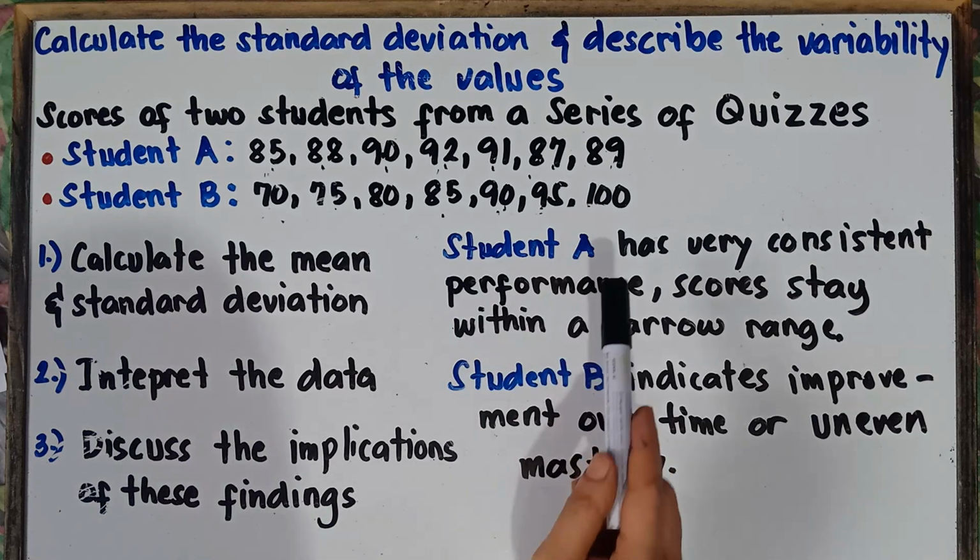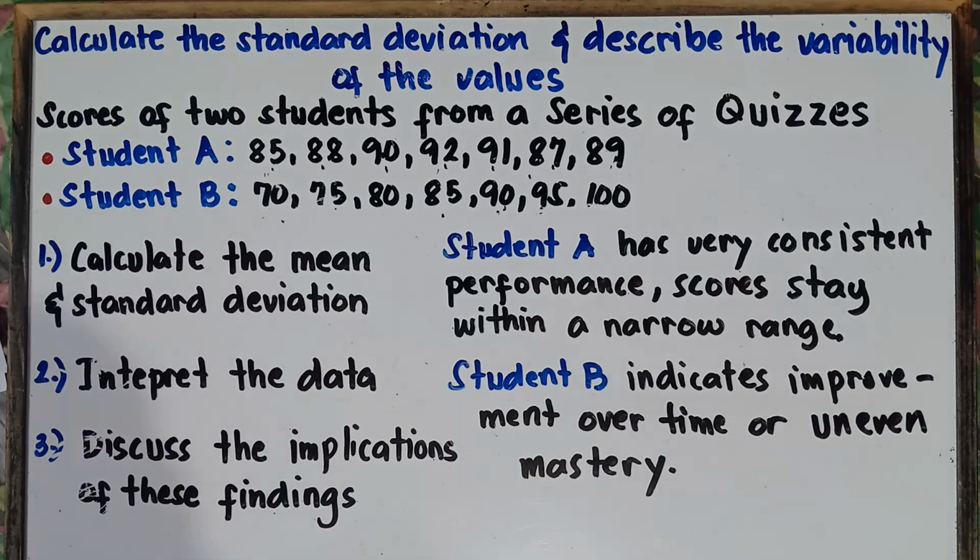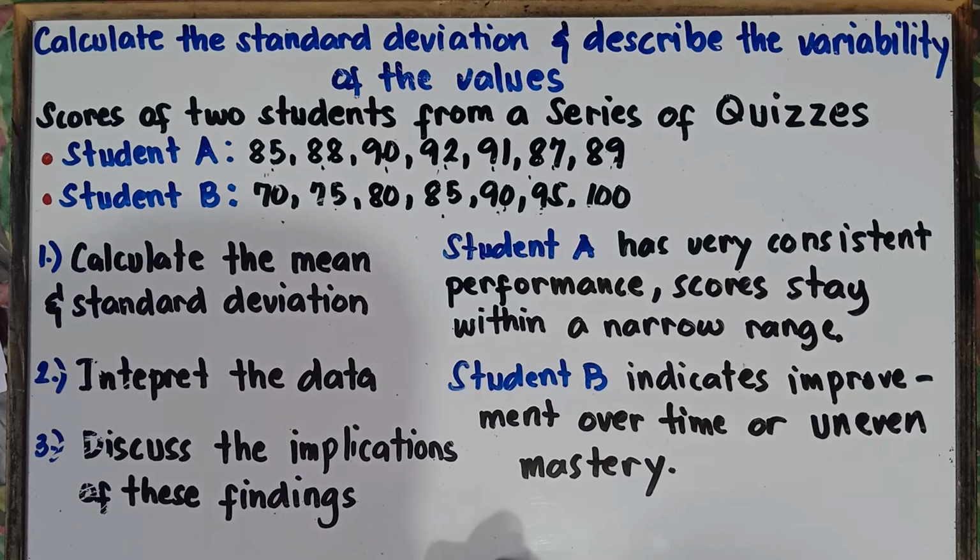So therefore, student A has very consistent performance. Scores stay within a narrow range. And then for student B, it indicates improvement over time or uneven mastery.